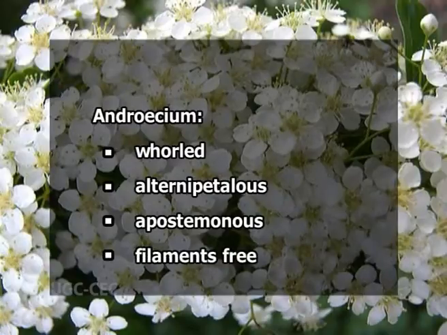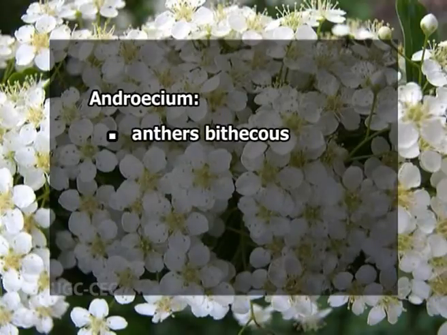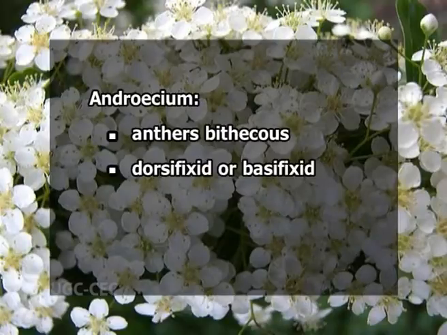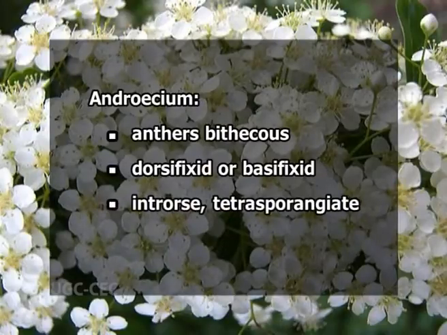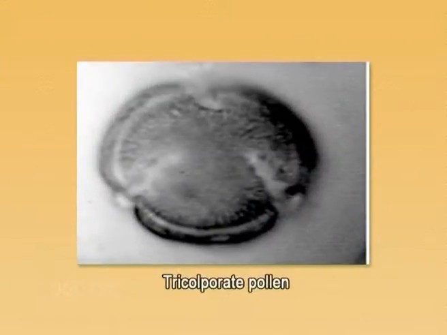The filaments in the case of these flowers are free. And then the third part, that is the anthers, they are bithecous. They are dorsifixed or basifixed. These anthers are tetrasporangiate, they are introrse, and the dehiscence is longitudinal. The pollen grains are characteristically tricolporate.